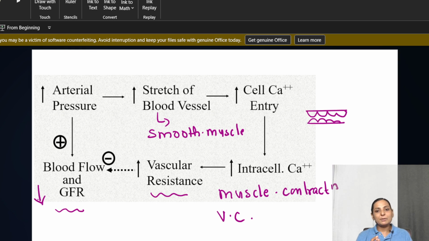So please remember that as much as possible, draw flow charts. Learn in the form of flow charts. It is very appealing for the examiner also.